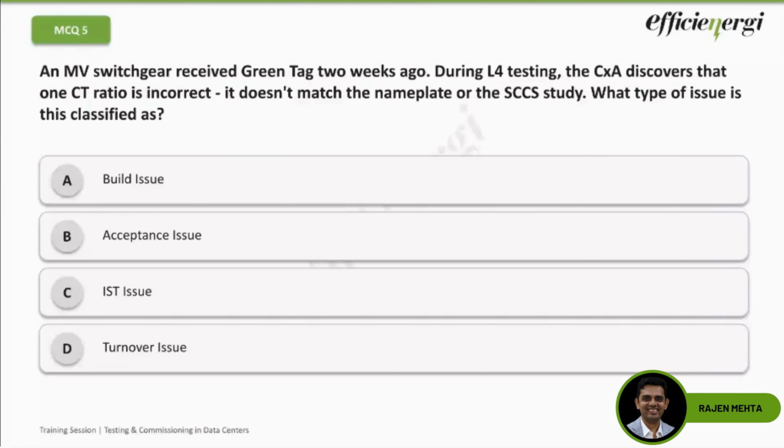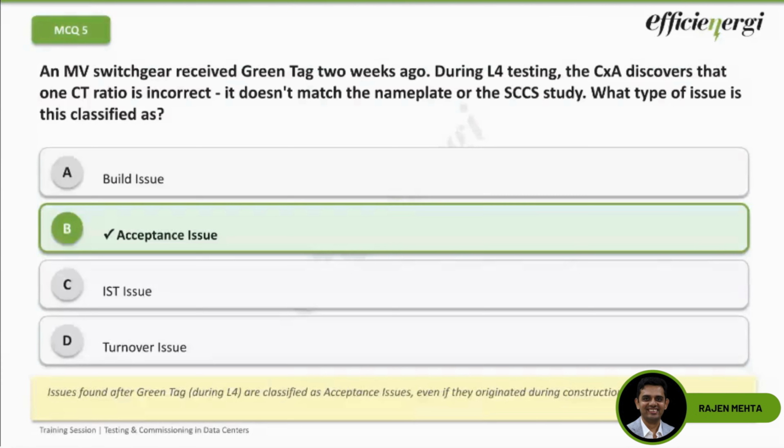Chakradhar sir is saying B. Yeah, that's correct. It's an acceptance issue because anything found after the green tag, that is after your L3, is acceptance, even if they are construction related, they are design related, whatever. But resolution has to be undertaken.